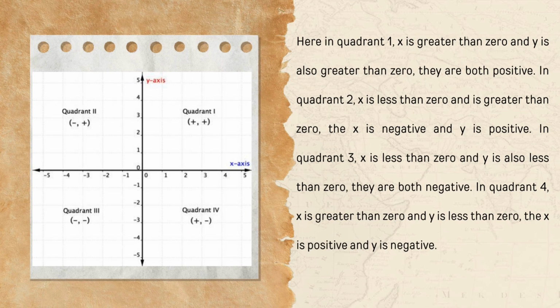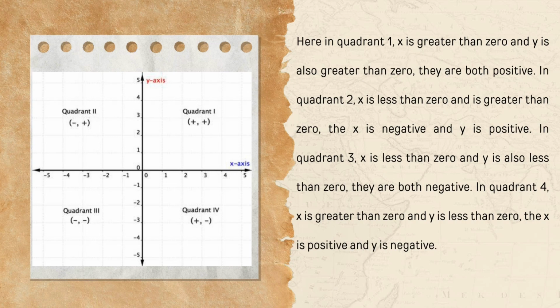In quadrant 1, as you can see in the pictures, x is greater than 0 and y is also greater than 0. They are both positive. In quadrant 2, x is less than 0 and y is greater than 0. Then x is negative and y is positive. In quadrant 3, x is less than 0 and y is also less than 0, which means they are both negative. In quadrant 4, x is greater than 0 and y is less than 0. Then x is positive and y is negative.